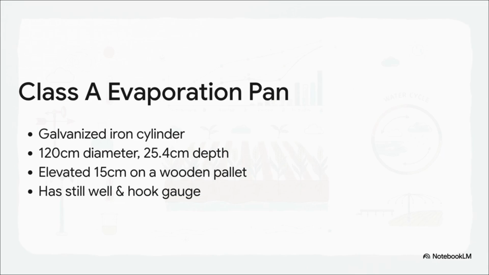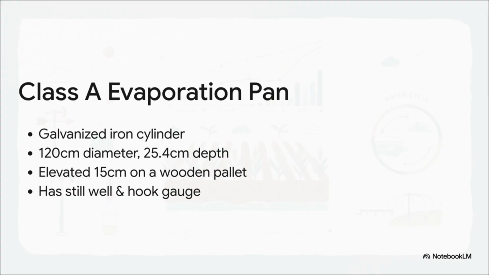Let's outline its strict physical dimensions. It's this large cylinder made entirely of galvanized iron. It has to be exactly 120 centimeters in diameter and 25.4 centimeters deep. And importantly, it doesn't just sit directly on the dirt. Instead, it gets elevated exactly 15 centimeters off the ground on a slatted wooden pallet. This allows air to circulate underneath and prevents any heat radiating from the soil from interfering with the water.